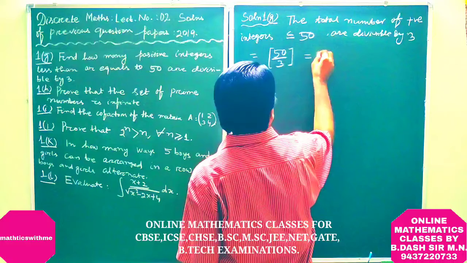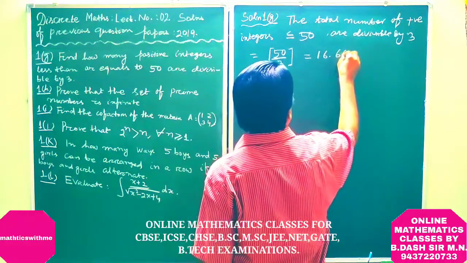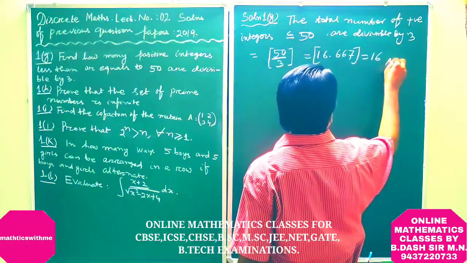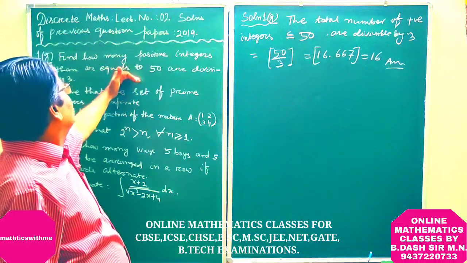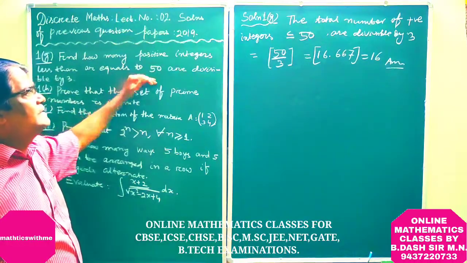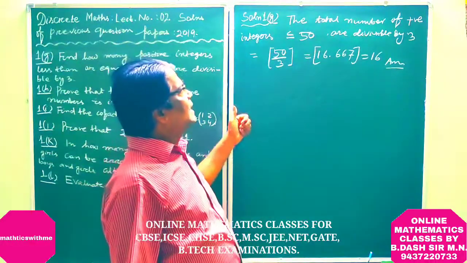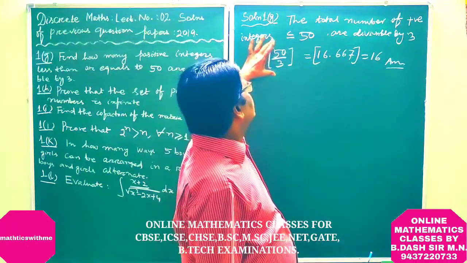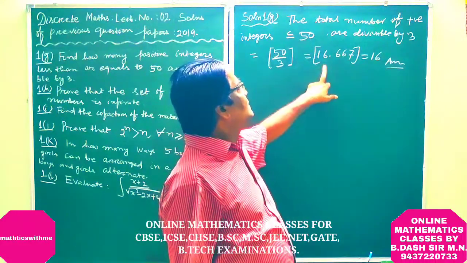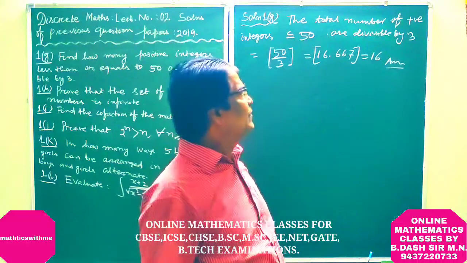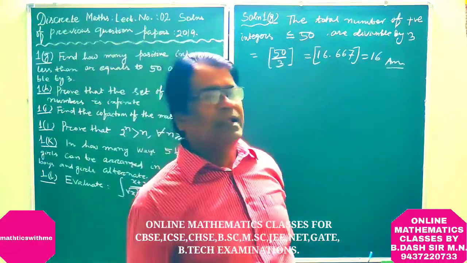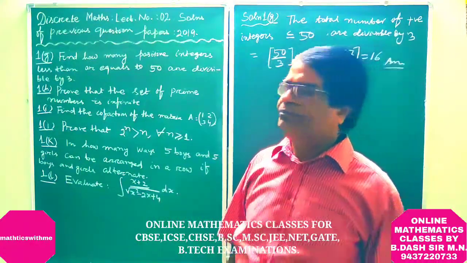The greatest integer function will be taken. This is 16.667, which is equal to 16. Answer. This is a very short question. So the total number of positive integers less than or equal to 50 that are divisible by 3 is the greatest integer function of 50 by 3, which is equal to 16.67, which is equal to 16. So there are 16 positive integers less than or equal to 50 which are divisible by 3.